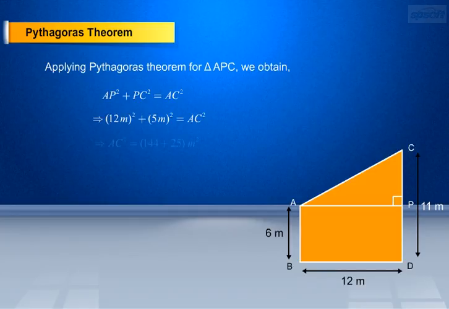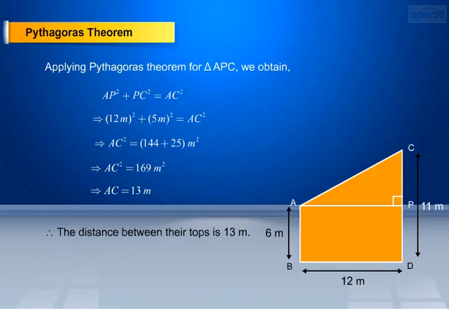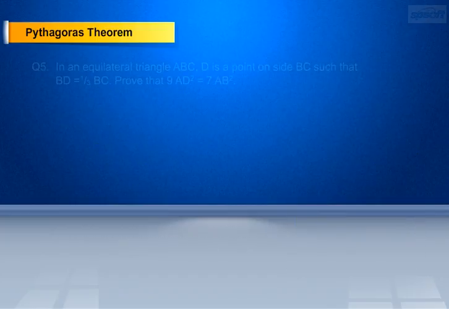to AC square. This implies that AC square equal to 144 plus 25 meter square. This implies that AC square equal to 169 meters square. This implies that AC equal to 13 meters. Therefore, the distance between their tops is 13 meters.